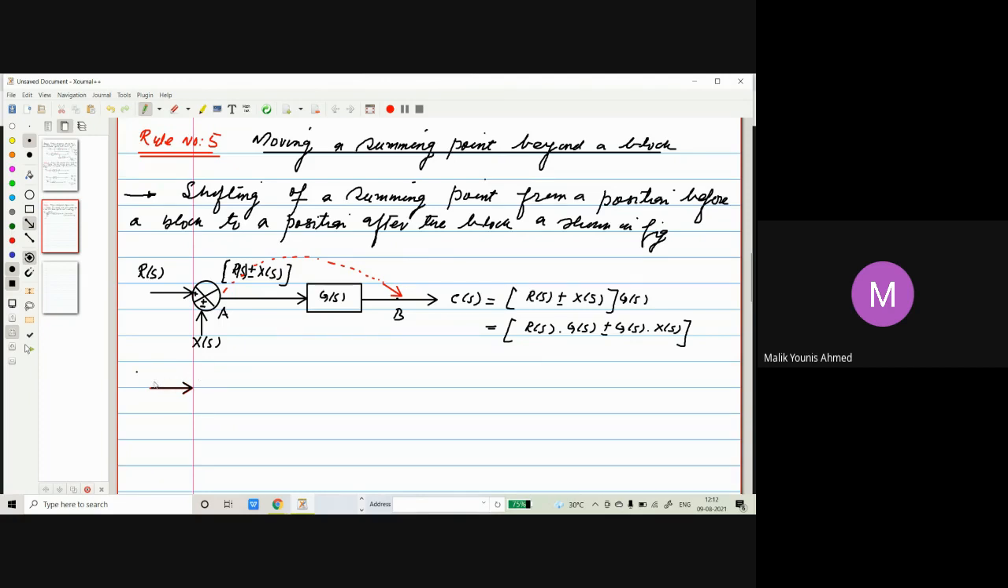Okay, input is as usual. Now what we are going to do, from position A, will be moving the summing point.